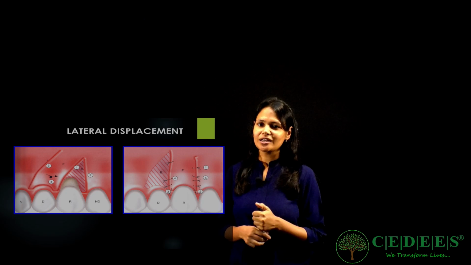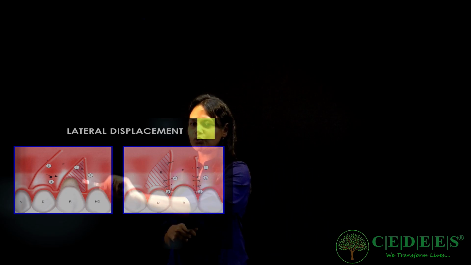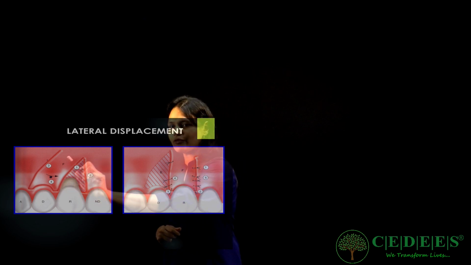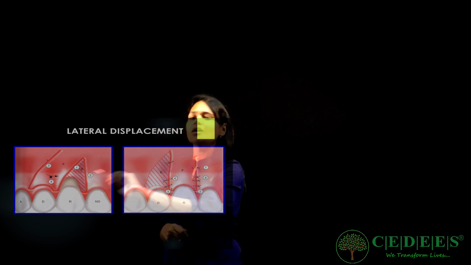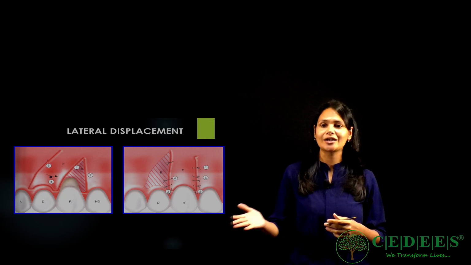Other type of displacement that can be there is lateral displacement. So as you can appreciate here, there was some tissue, there is a recession over here and this flap we are going to take from the lateral, from the adjacent tooth, put it here, suture it. This also is most commonly done for coverage of recession. So this is a laterally displaced flap.